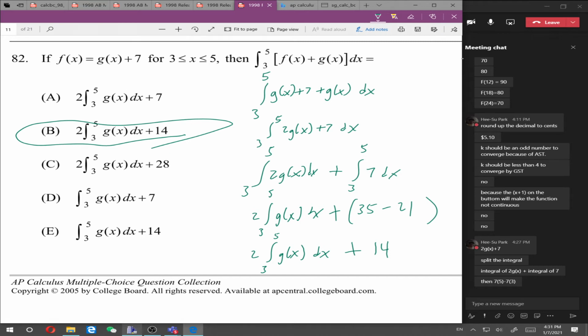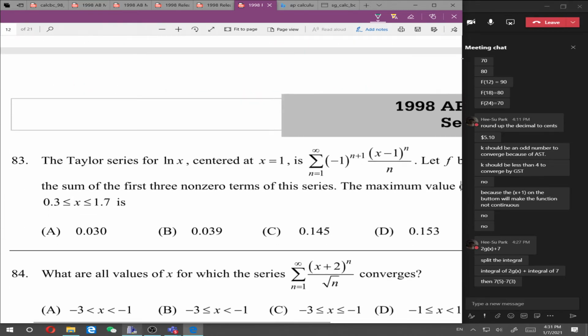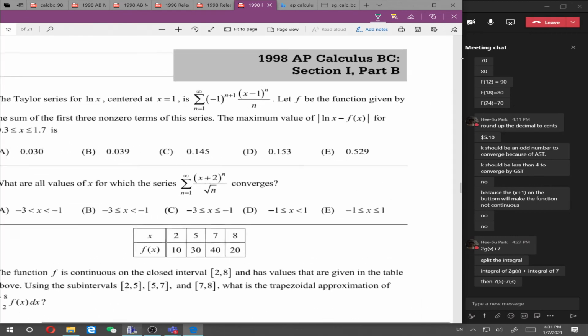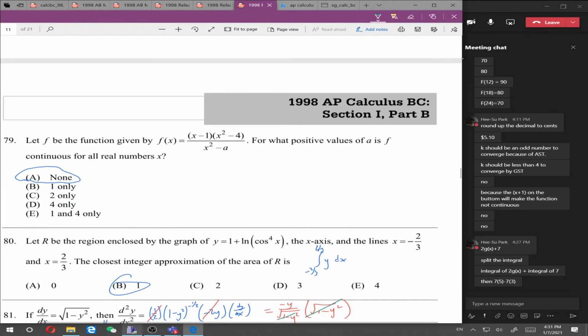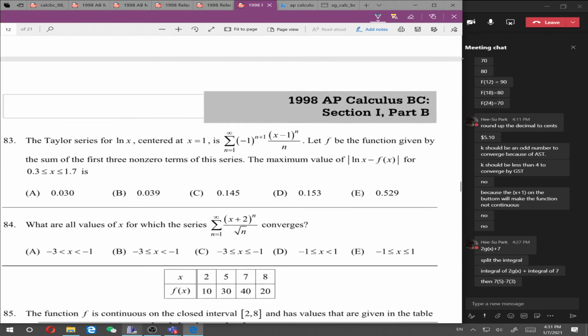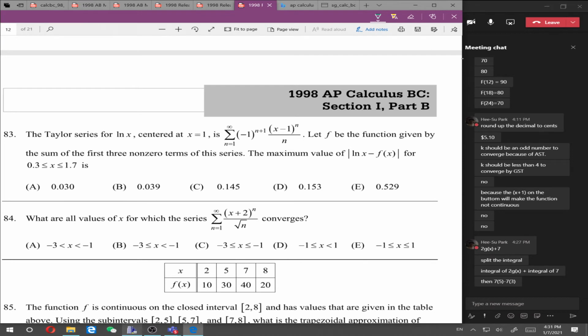Okay, any questions on 82? Okay. Rion, I think we're on, let's see, Kyle did 81. So, over to Eric. The Taylor series for the natural log is given here. I want to let f be the function given as the sum of the first 3 non-zero terms of this series. And I want to know the maximum value of ln x minus f of x.